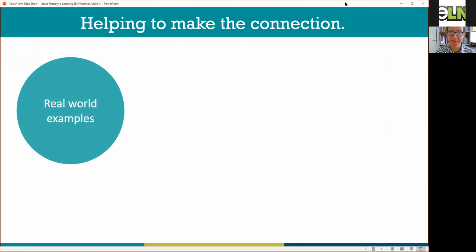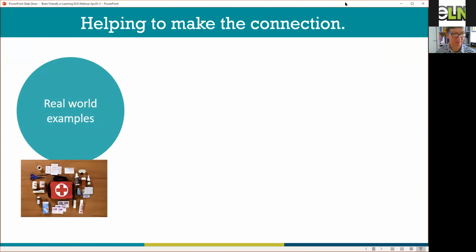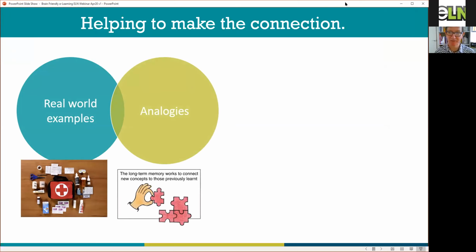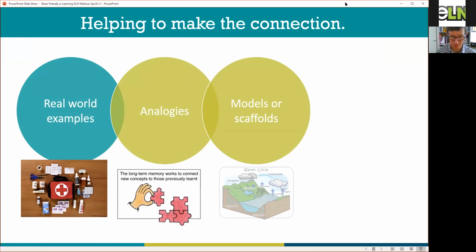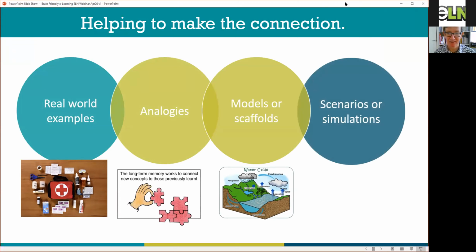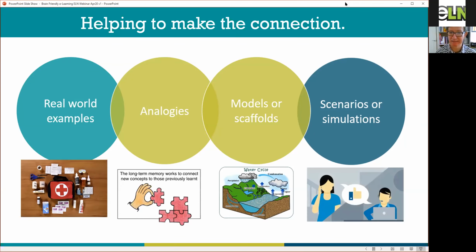So how do we help make the connection? Well, we can use real world examples. For example, I'm designing an online first aid course. So one thing to do is we show what's actually in your first aid kit. A real world example. Analogies, so we use the jigsaw puzzle. They can be helpful to try and help people learn. Models or scaffolds, so I don't know if you learned about them at school. I still remember the water cycle, even though I'm not a water engineer. Or scenarios and simulations. In eLearning, they're very popular because they actually put people in situations. So that's another nice way of making that connection.